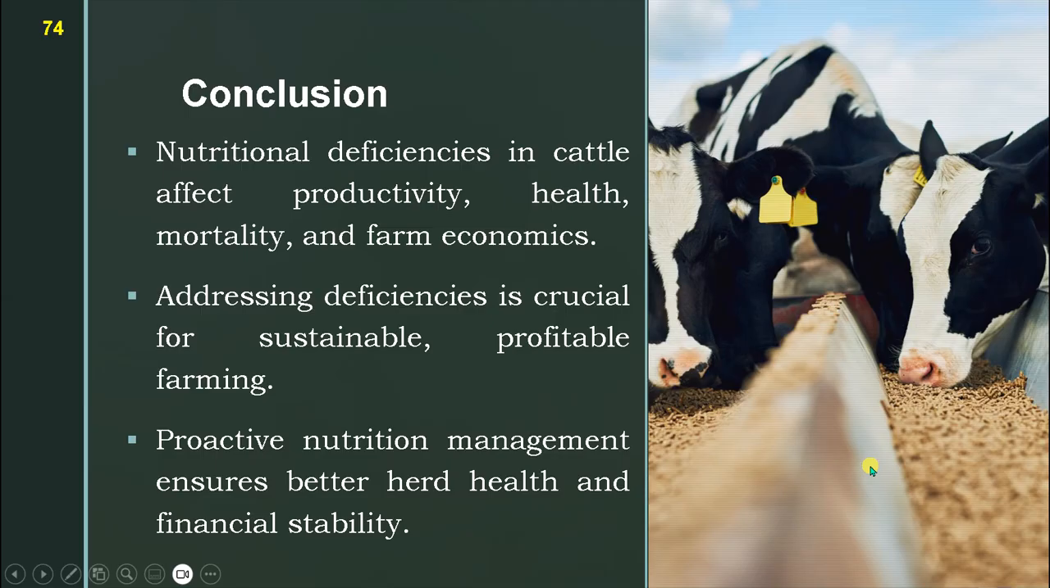So finally, the conclusive remarks are that nutrition deficiencies in cattle affect productivity, reproductivity, health, sometimes mortality, and also cause severe economic loss. Addressing the deficiencies is crucial for sustainable, profitable farming. Proactive nutrition management ensures better herd health and financial stability.